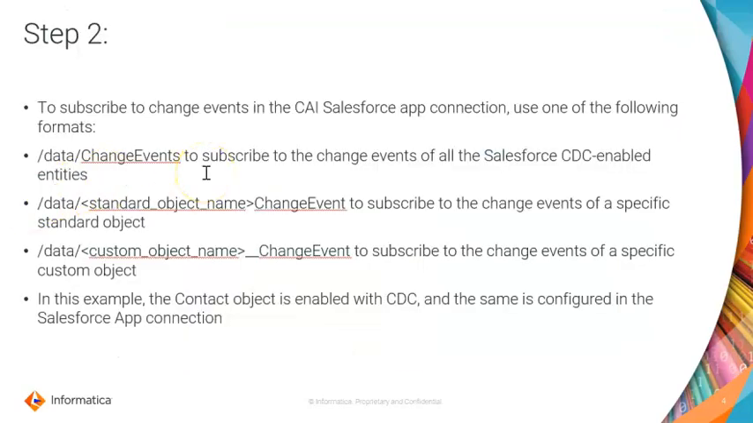Second step is we need to create a CAI Salesforce app connection. To subscribe to change events in the CAI Salesforce app connection, we need to add this property in your app connection. Since we have enabled it for the contact object only, we can set it as /data/ContactChangeEvent, the contact object change event.